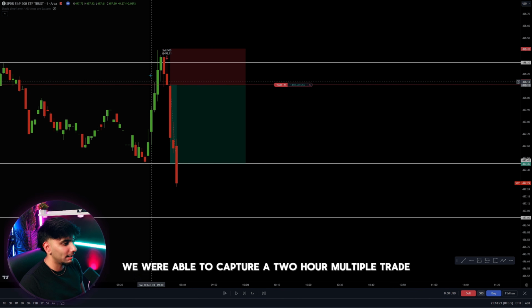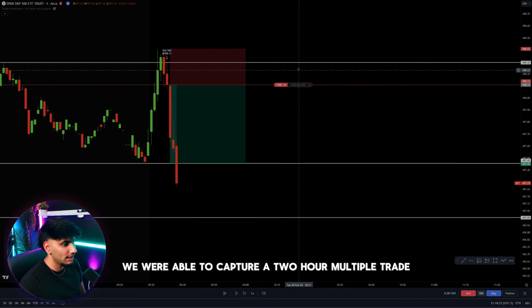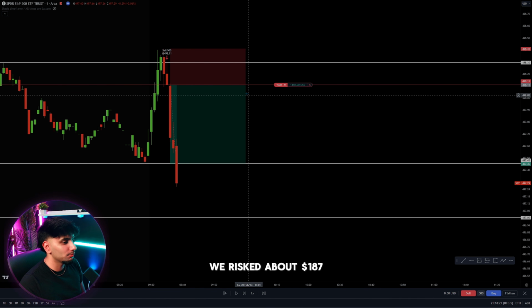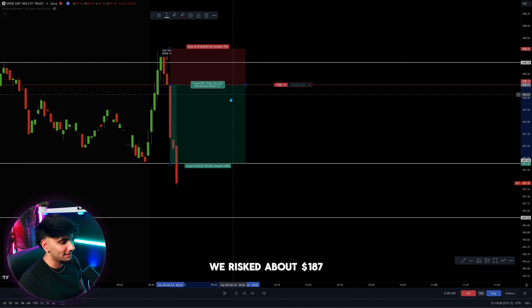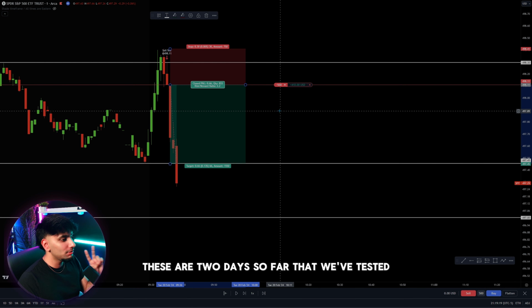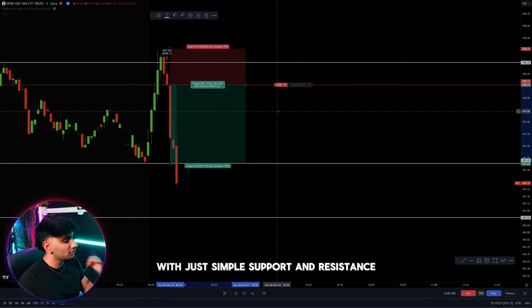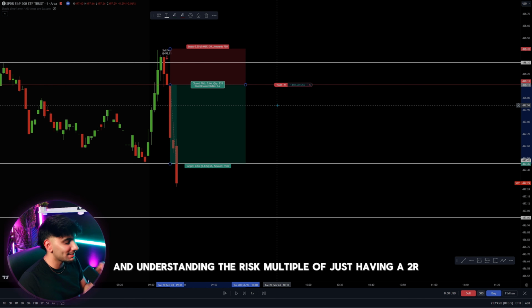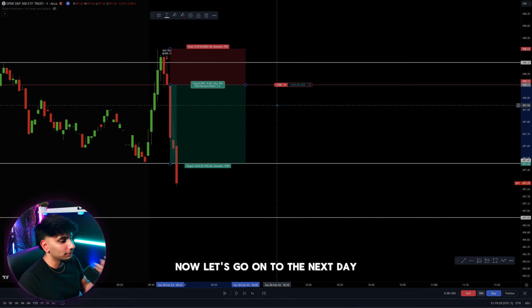Within 3 minutes, we were able to capture a 2R multiple trade, and this was $410. Now, to make this $410, we risked about $187. So as we can see, these are 2 days so far that we've tested with just simple support and resistance and understanding the risk multiple of just having a 2R. Now let's go on to the next day.